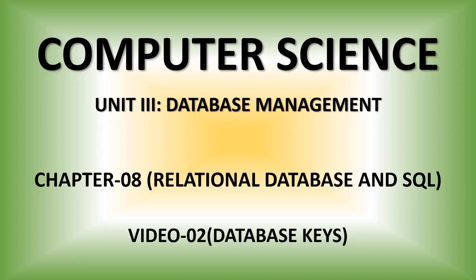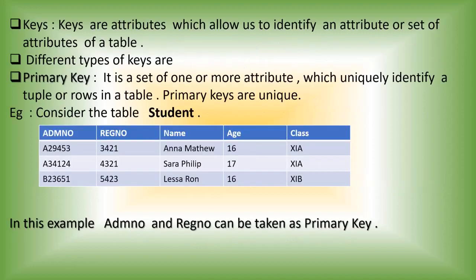Keys of a database. Keys are the attributes which allow us to identify an attribute or set of attributes of a table. We know what we mean by attribute. Attribute means each column in a table, which we already discussed in the last class. What do you mean by tuple? Each row in a table is known as a tuple.